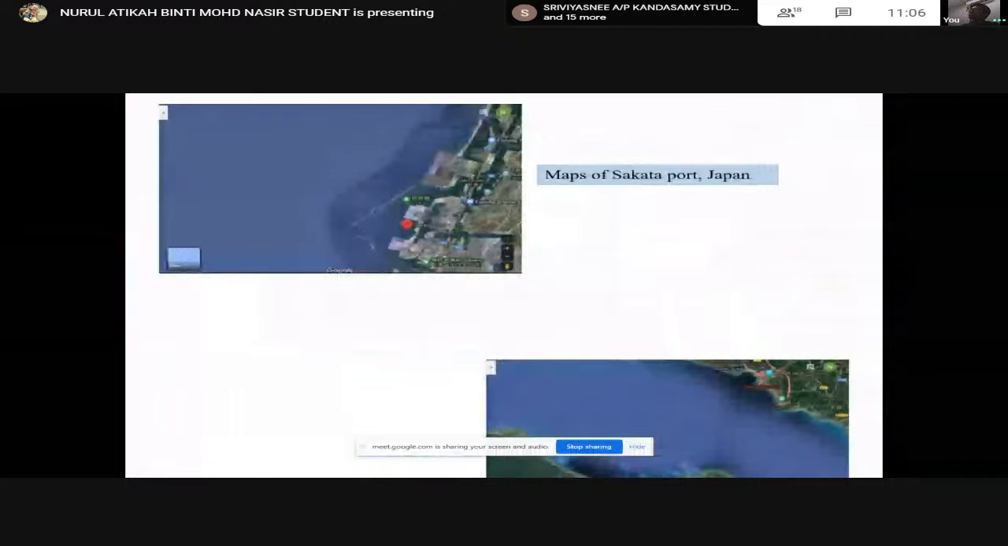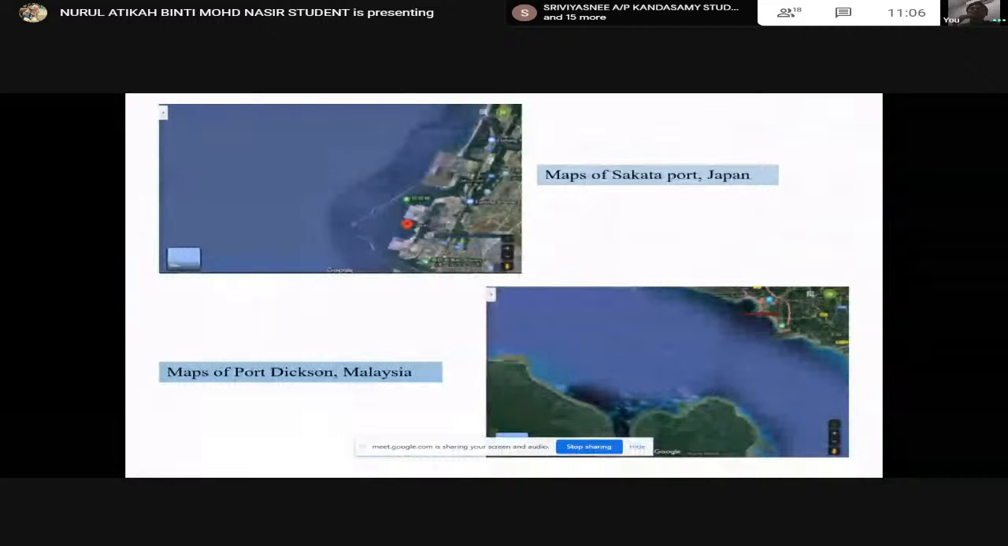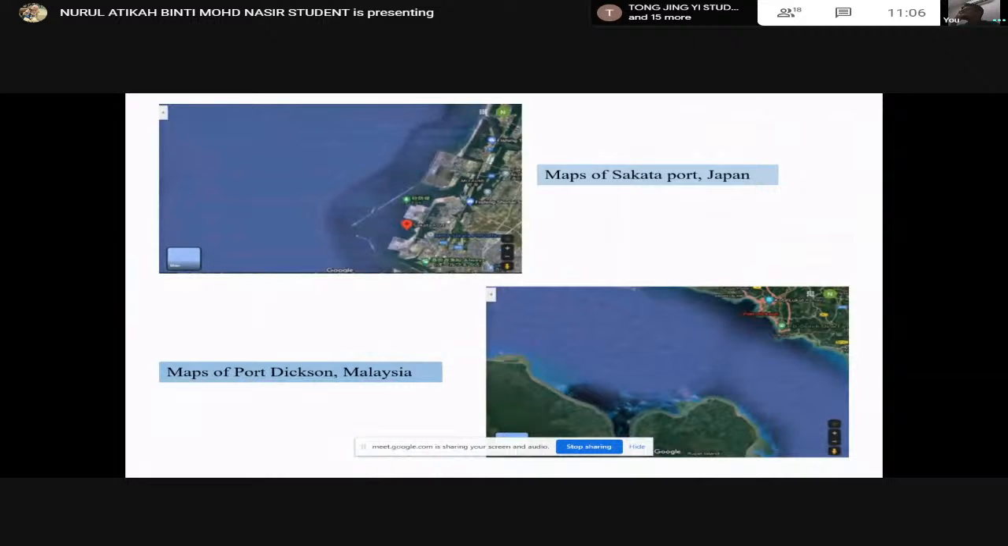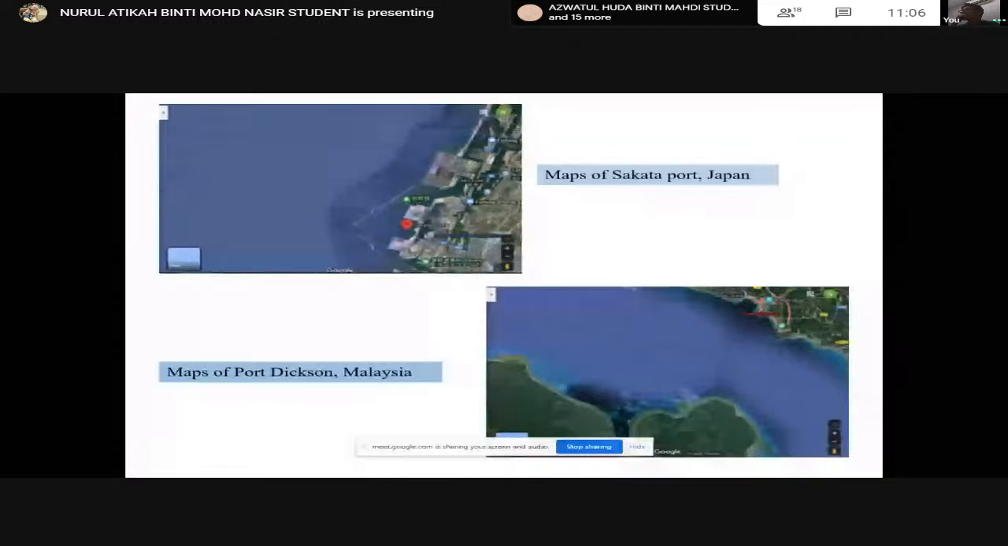So this is the map of the data and the map of Port Dickson. You can see that the sea has no other country that blocks the wind, so it has the highest wind speed rather than Port Dickson in Asia.